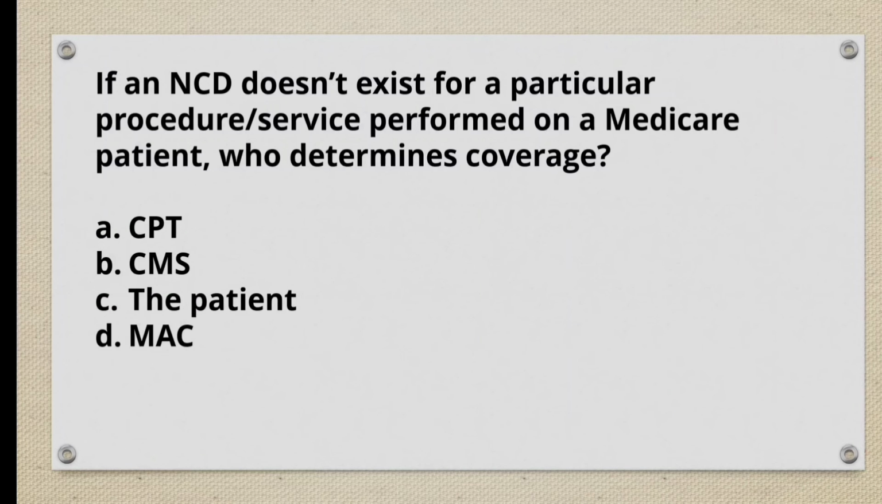If an NCD doesn't exist for a particular procedure or service performed on a Medicare patient, who determines coverage? Option A, CPT. Option B, CMS. Option C, the patient. Option D, MAC. So the right answer is option D, MAC. That is Medicare Administrative Contractor. So what does MAC do? It determines coverage if an NCD doesn't exist for a particular procedure. Let us move on to the next question.